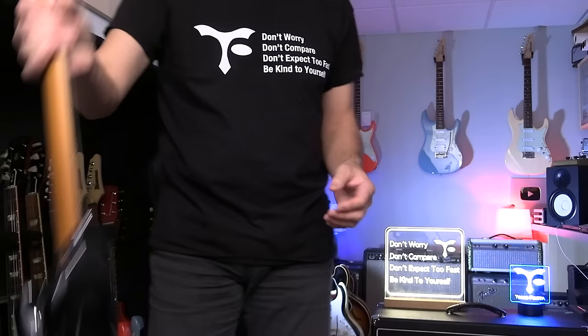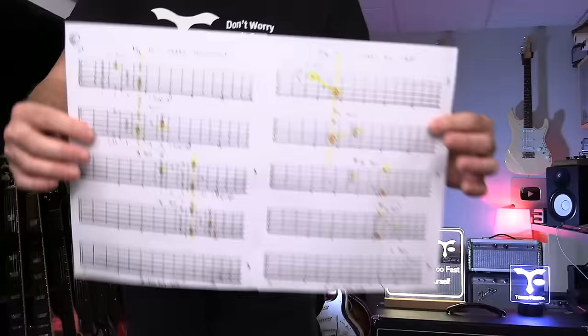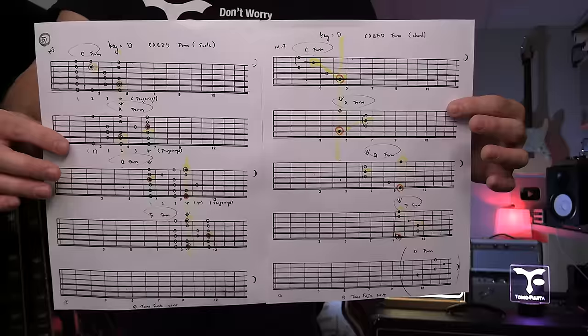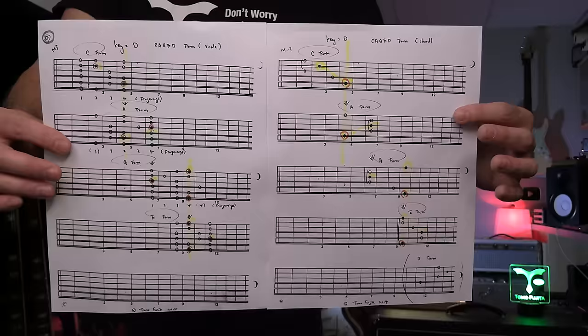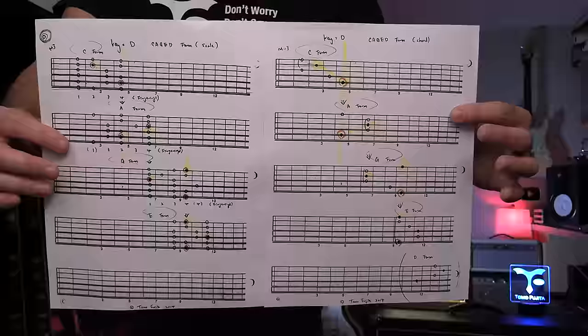So once again, look at it. Look at this, all right? C form, and look for the root, and learn that C major scale, D major scale in this case, C form. Now A form, it's a little strange because first string, sixth string, you have to stretch.